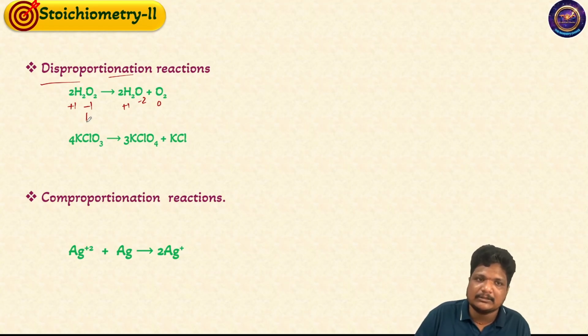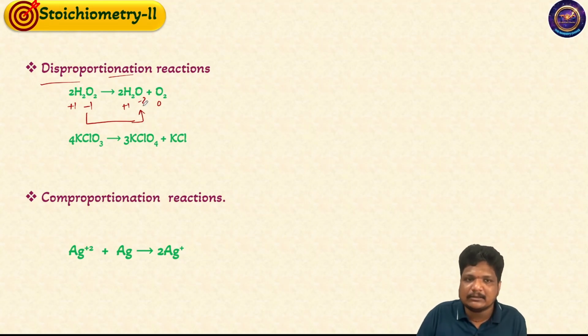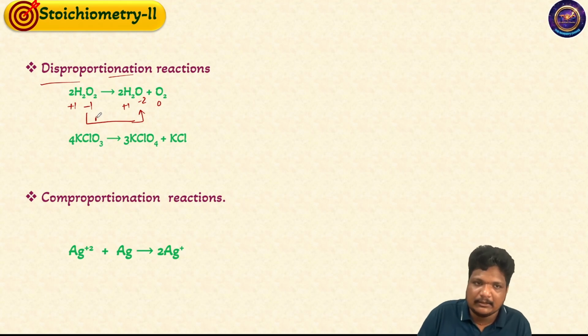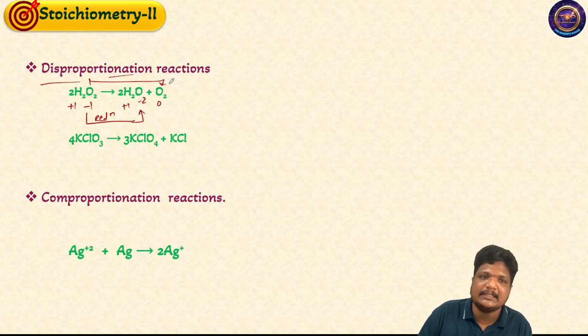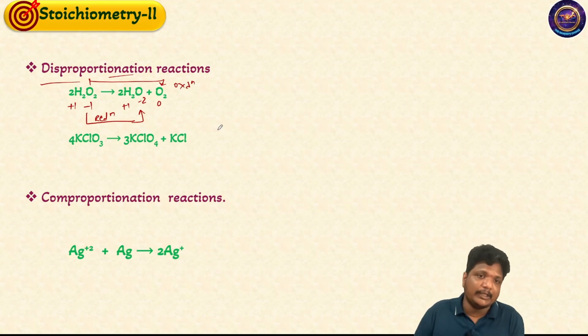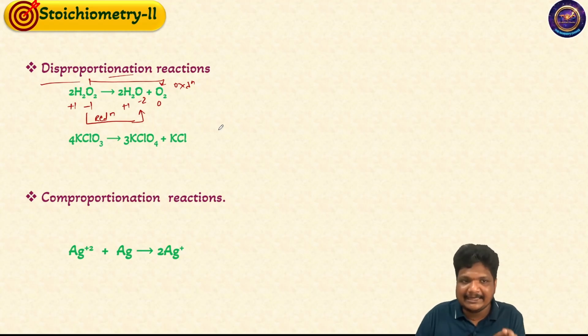So this oxygen will undergo reduction. So here -1 to -2, so there is a decrease in oxidation number which is a reduction. So it is reduction. Okay, so this O2 which is present in the -1 oxidation state which is converted into 0 oxidation state, there is a increase in oxidation number which is nothing but oxidation reaction. So here both oxidation and reduction takes place in the oxygen element. Same element will undergo oxidation as well as reduction.